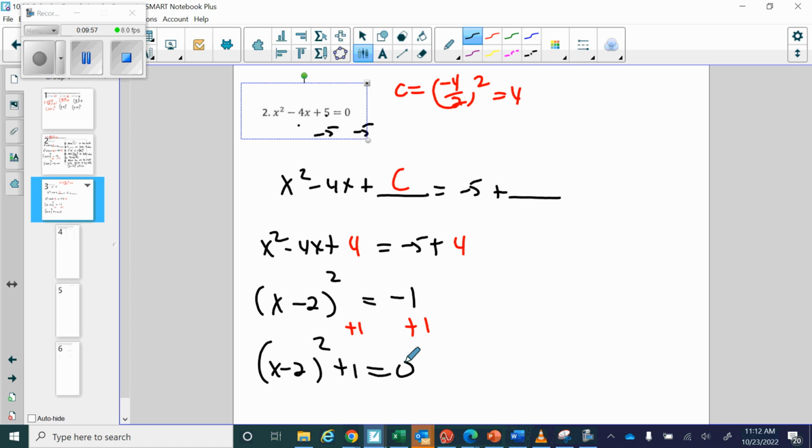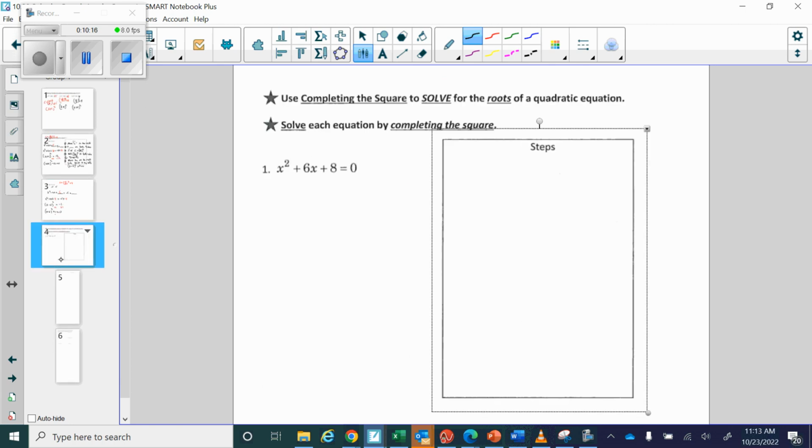So that was a quick review. Now we're going to use completing the square to find the solution of the quadratic equation. So once we get here, we're going to find the x value. That's the next step. So here we go. I'm going to use completing the square this time to find the roots, to find the values of x.